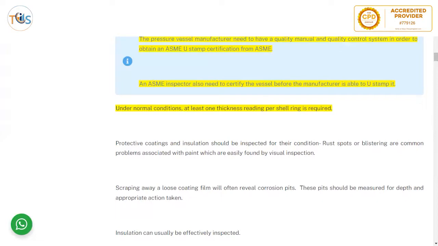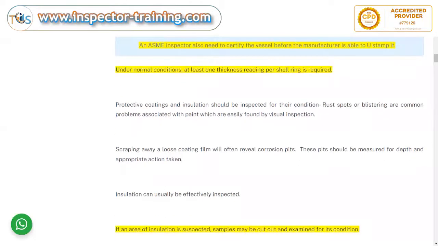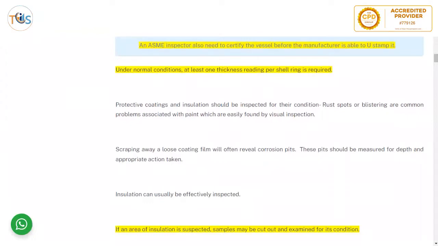Under normal conditions, at least one thickness reading per shell ring is required, because that may be representative of the corrosion rate. But it is at the discretion of the inspector how many thickness measurements he wants done. Protective coating and insulation should be inspected for their condition. There can be rust spots or blistering. These are common problems with paints, which are easily found by visual inspection. Scraping away a loose coating film will often reveal corrosion pits. These pits should be measured for depth and appropriate action taken.